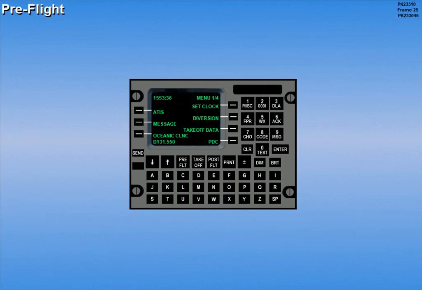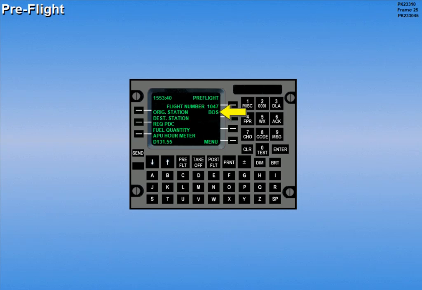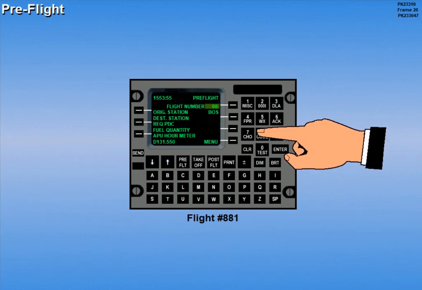In order to enter the pre-flight information, select the pre-flight key. You're presently sitting in Boston, and the pre-flight page already has BOS entered. The management unit is smart enough to change the last destination to the present location. Chances are, though, you'll need to change the flight number. So select 8, 8, and 1.